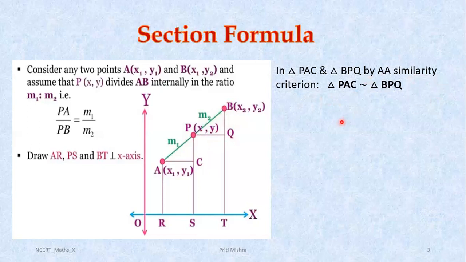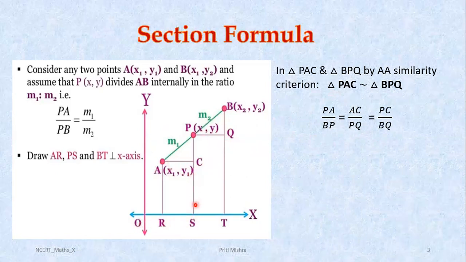And you know very well that if two triangles are similar, then the ratio of corresponding sides are always equal for both the triangles. It means we can have PA upon BP is equal to AC upon PQ is equal to PC upon BQ. Right, now we will put here values for these line segments. See, PA is equal to m1, BP is equal to m2. Now we have to find out the value of AC, this line segment AC.